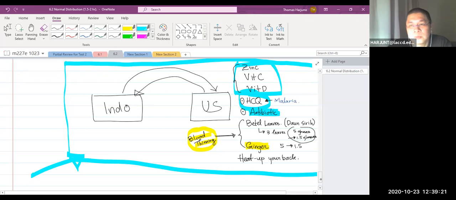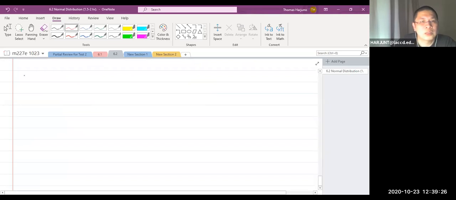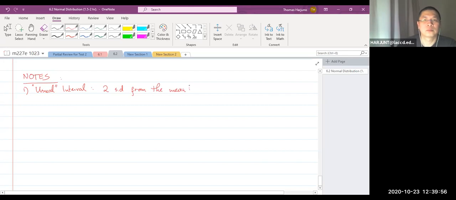Okay. Now, coming back to our class, I want to write it as notes right now. First one is about the issue of the usual interval. The usual interval is twice standard deviation away from the mean.